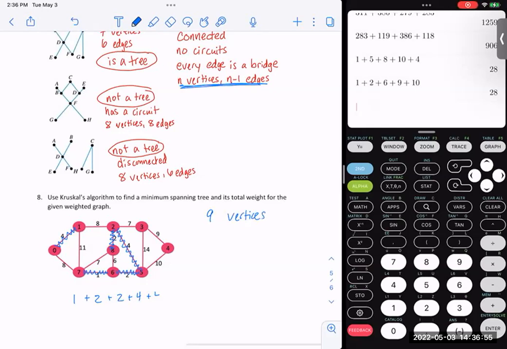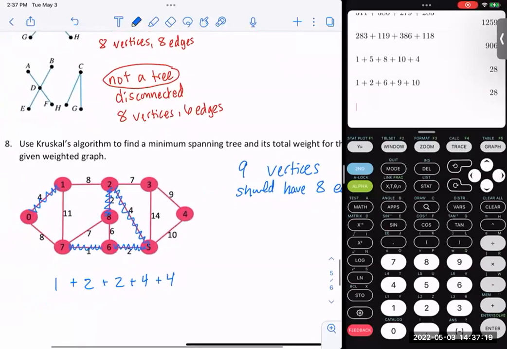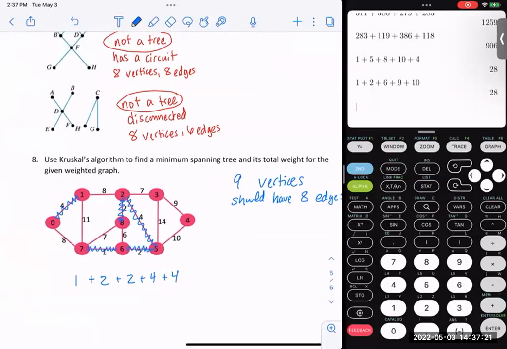Which means if it's going to be a tree when I'm done, it should have 1 fewer edge. So that means it should have 8 edges when I'm done, because we're making a minimum spanning tree, right? So basically I'm just going to keep including these until I've included 8, since I know that this should have 8 edges. So that's how I'm going to keep track of how I know when I'm done.